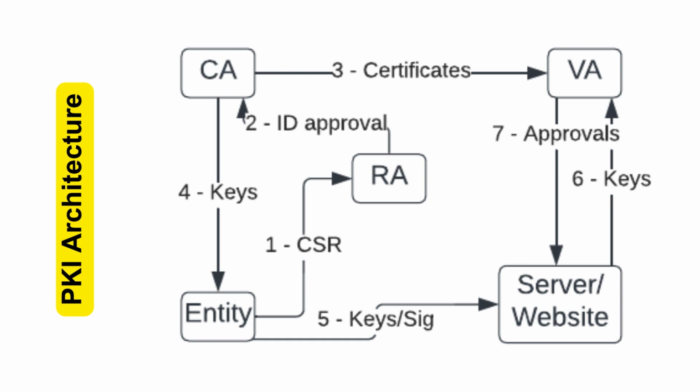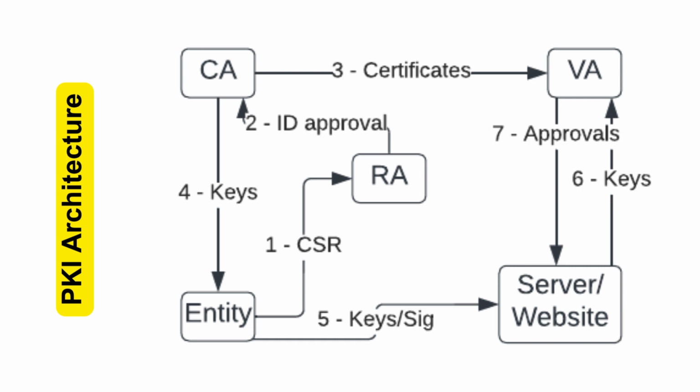And then number four, the CA sends keys back to the requesting entity simultaneously. They will send you the public and private key pairs for you to install on your servers or tools that need PKI configured. And then number five, the key signatures are sent or installed on a server or website. The key signature is installed by you into your servers, websites, and tools. And then number six, keys are sent to the VA for verification. And then number seven, verification approval is returned confirming the authenticity of the key signature.